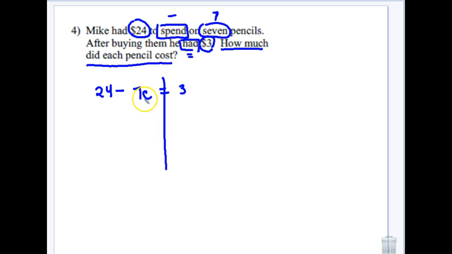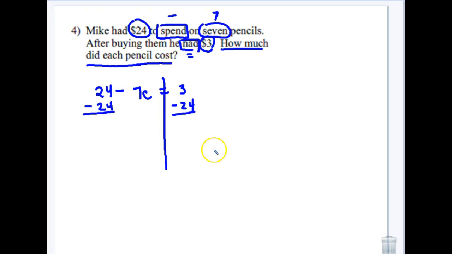But this says 7 times C. So first I actually have to move this 24. You're right about moving this, but I can't move this until I get rid of this 24. So how do I get rid of the 24? How do I do that? It's already positive. It says plus 24. So I want to subtract 24, right? From both sides.